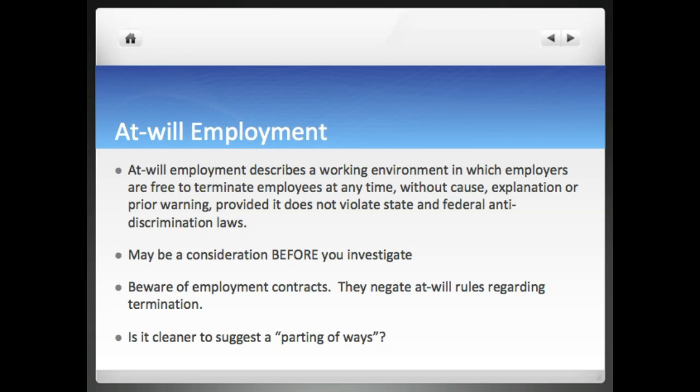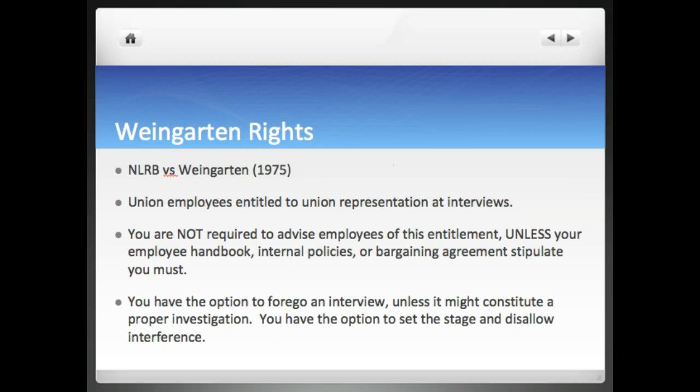But at-will employment may be an option for you to not investigate in some cases if it's just a cleaner way, and that's a decision made by your legal department and your HR department, but you should have that conversation in some of these investigations that you know how it's going to turn out. We all have those. Weingarten rights. We talked a little bit about this.